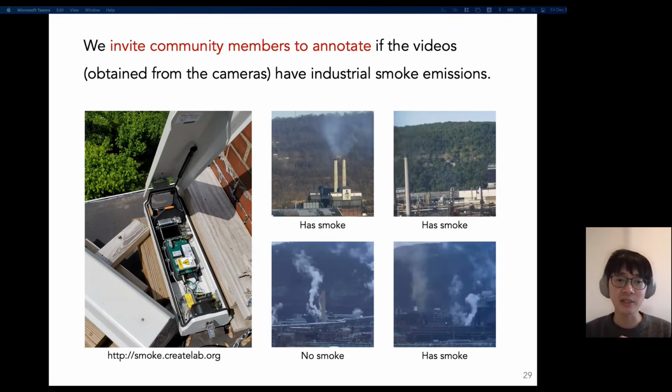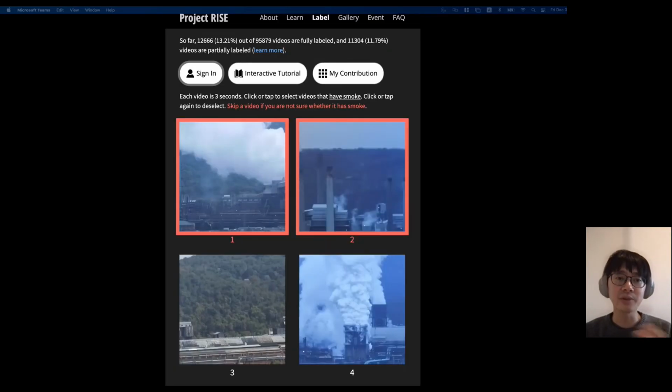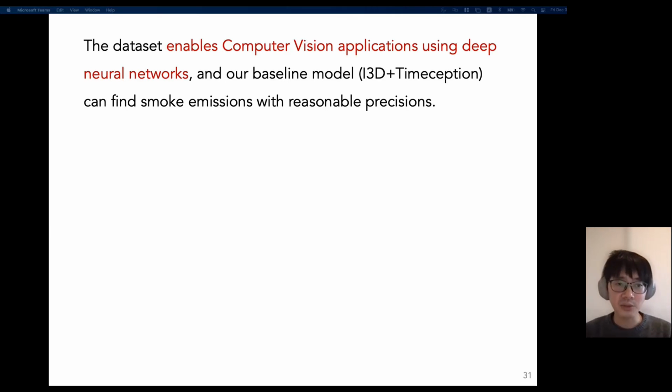It turns out this is not an easy task for people to label. So over time, we built a labeling system that shows people several videos at one time, and I ask people to label whether each video clip has smoke or not. This system is still online, and people can still use it to label these images. We also have the trained AI algorithm run predictions and show people a collection of bad smoke events.